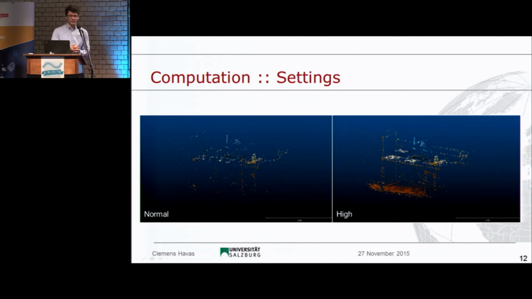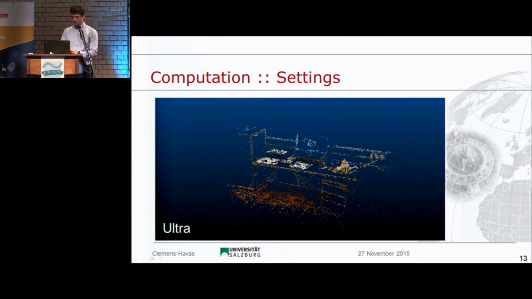So these were our first results from our experiments. There was the setting normal. You can see the bottle and the monitor as well as the desk. And when we set the setting to high, the floor gets really high density, as well as the cupboard beside. And it has another setting called ultra, and there the density of the point cloud is extremely high, but it also takes a long time.